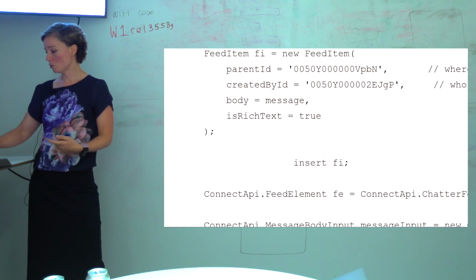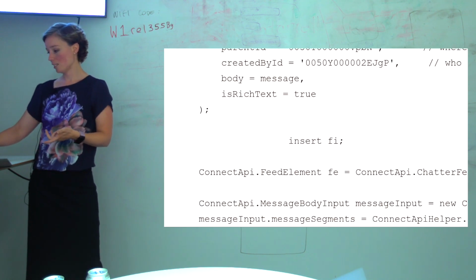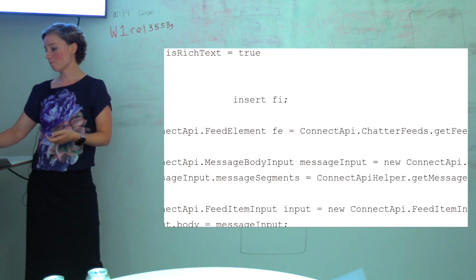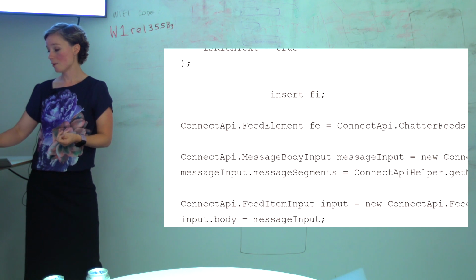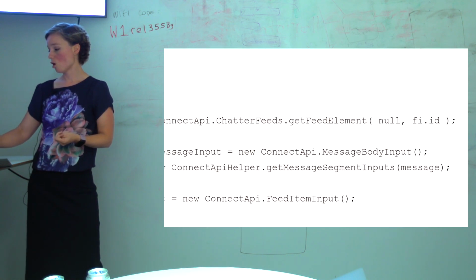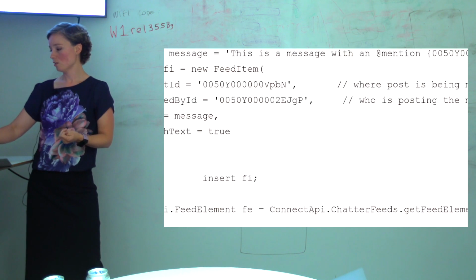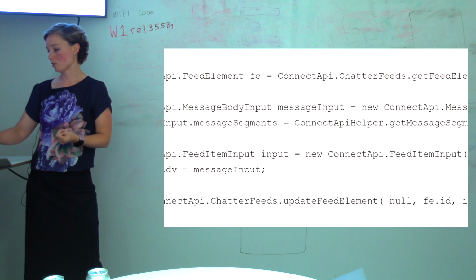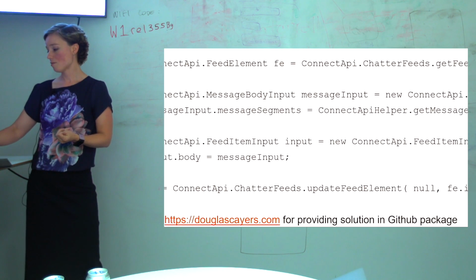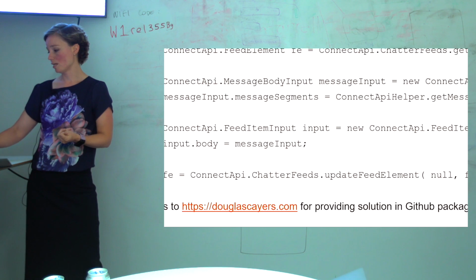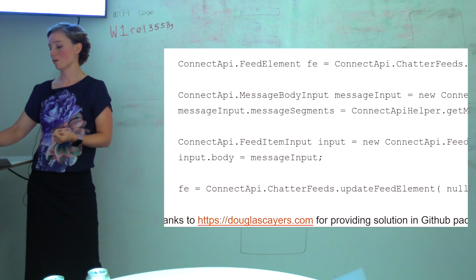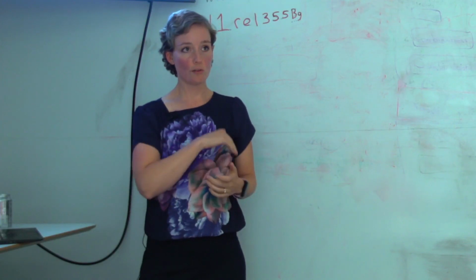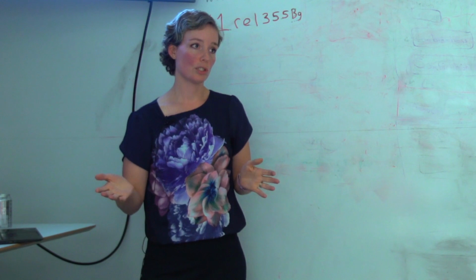So what we then need to do is retrieve that same feed item with the ConnectAPI. So here we retrieve it again. We then set the message body input to our string that we created earlier, the message string. So we just add that to the message segment. And then what we do is we update it using the ConnectAPI. And that's it. So now we have inserted a chatter post authored by any user you want with the at mention working.